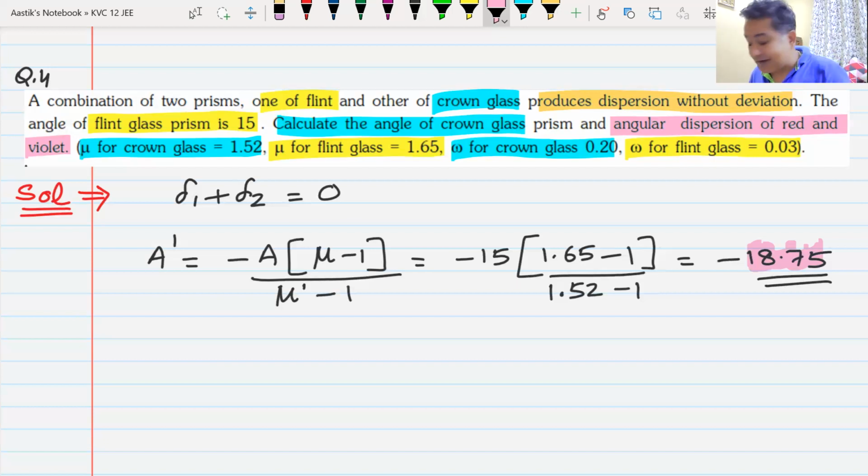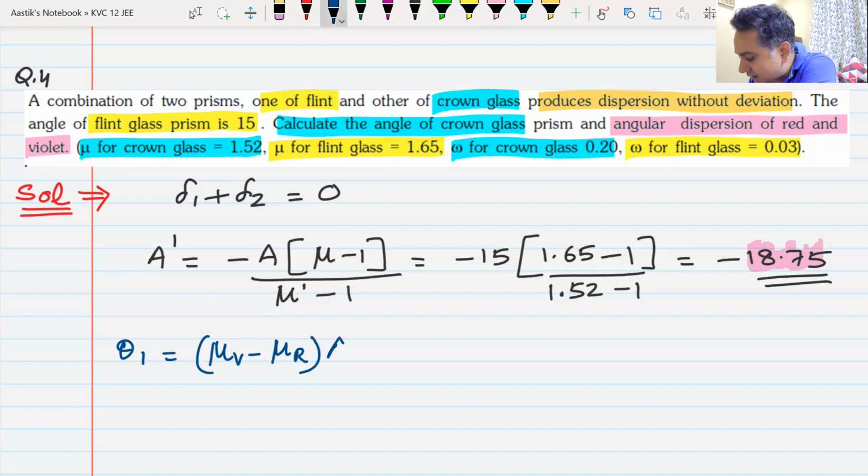Now, once you get the value of A dash, you are supposed to find out the angular dispersion. That is what I'm asking. If you remember that formula, you can put the formula straight away and get your answer. If you don't remember the formula, my dear friend, then you have to find out the dispersion of the first prism, the dispersion of the second prism, and add and get your answer. So it is your way, whatever you want to do. Let me do it in that way. Theta 1, the dispersion of the first prism, will be mu v minus mu r multiplied by A. Do we understand this? Yes or no?